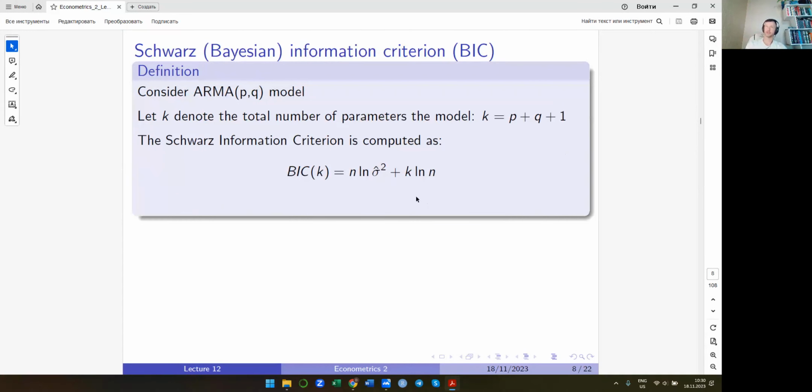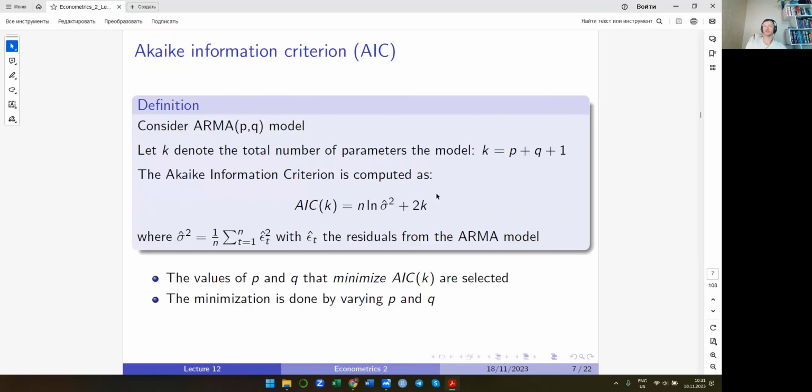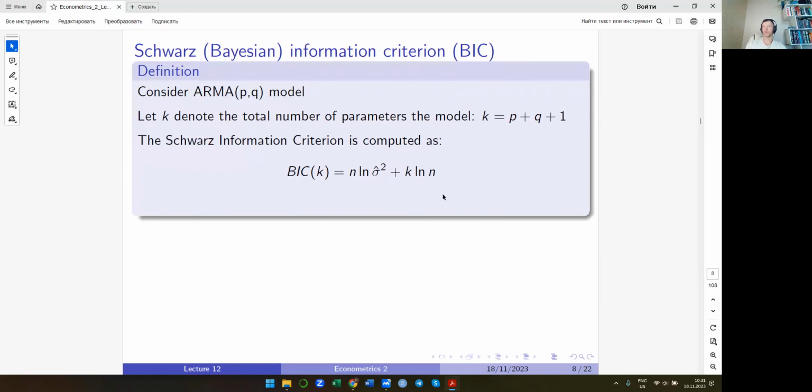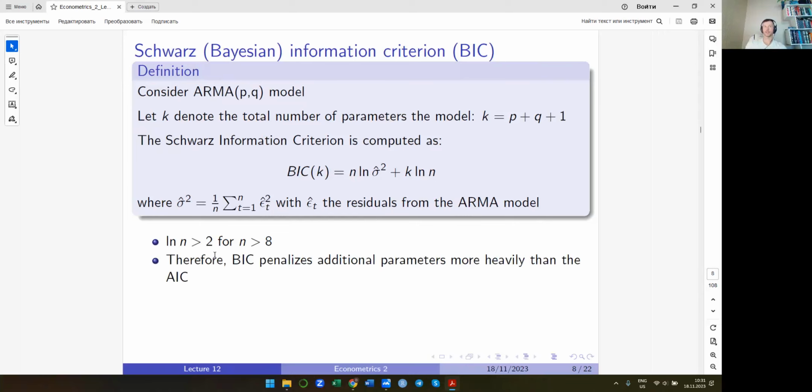Now the second one, Bayesian information criterion. It has similar shape. So the first term is the same, n times logarithm of sigma squared. But the second term punishes the model stricter with the increase of parameters. So it's k times ln of the number of observations. So here we had just 2k. So all the time, every additional k just increases the AIC by two. But here, the more observations the model has, the larger is going to be this ln n, and k is going to penalize the model stricter. So for n greater than 8, ln of n is going to be greater than 2, so BIC penalizes additional parameters heavily, more heavily than AIC.